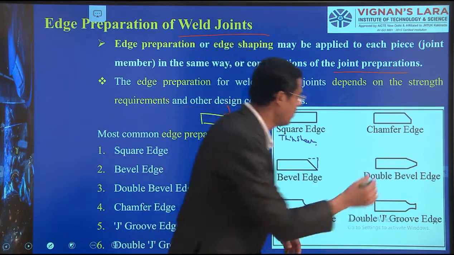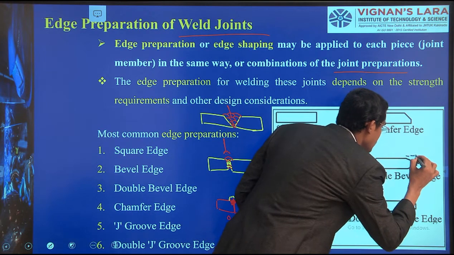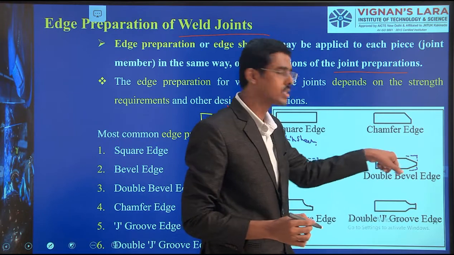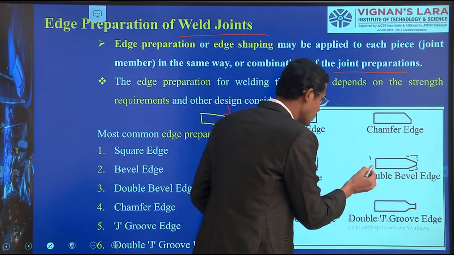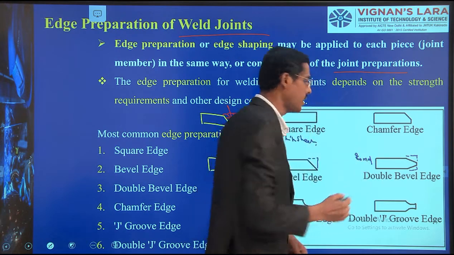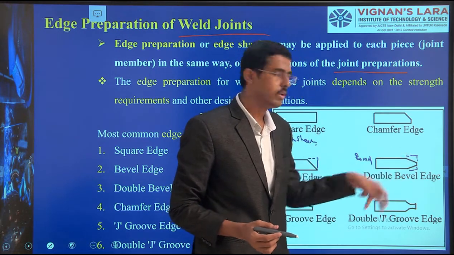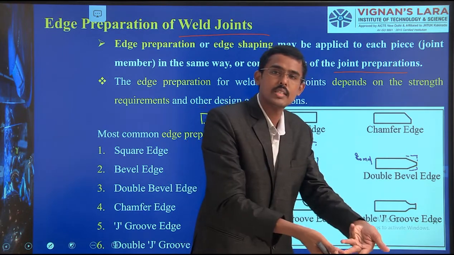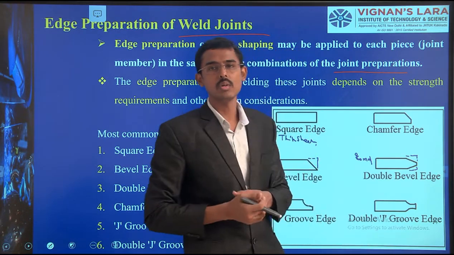What is a double bevel? The material is like this, and I have slashed it on two sides. This thickness is 20mm. Here, above and below, I have slashed the edges. On one side I weld, then replacing the specimen, I can weld the other side.